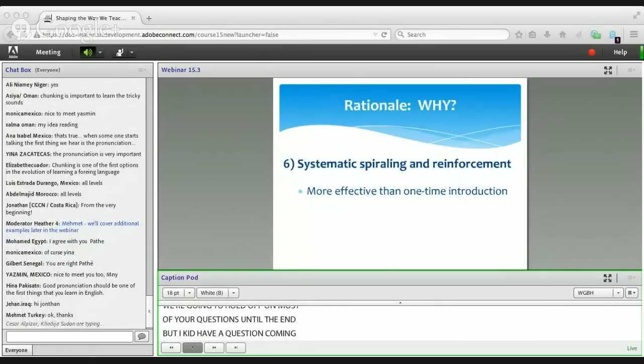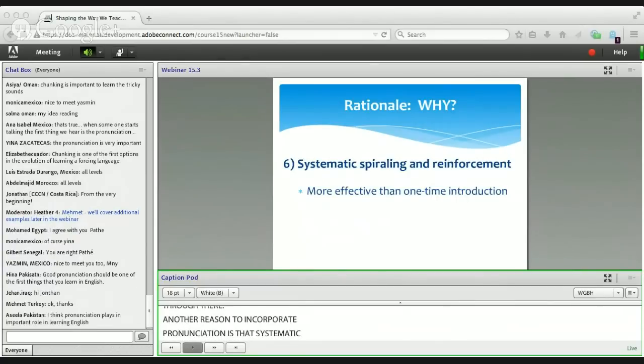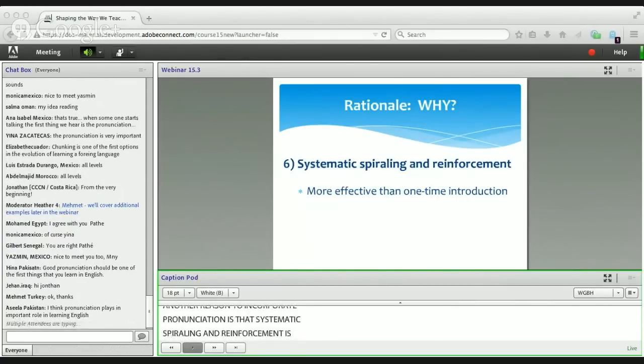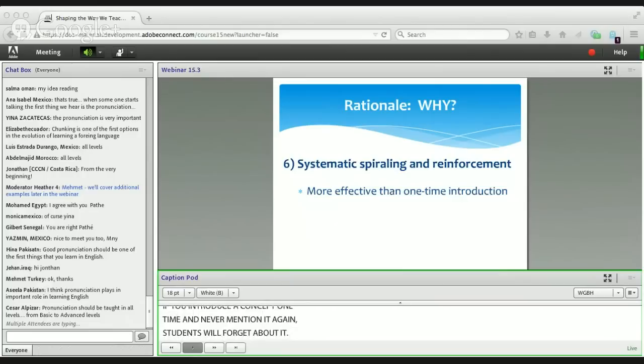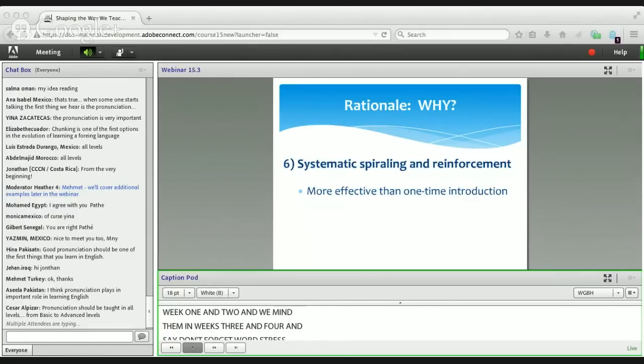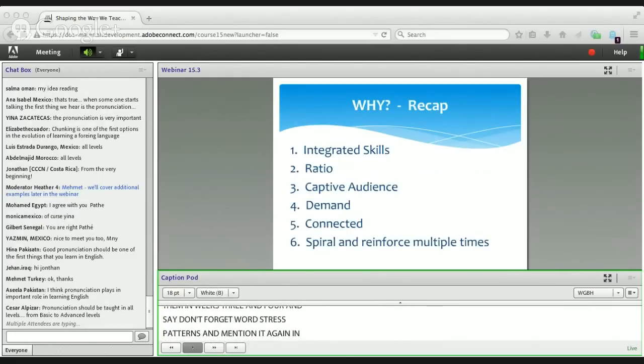All right, another reason to incorporate pronunciation into any class that we possibly can is that systematic spiraling and reinforcement is more effective than one-time introduction. What I mean by this is if you introduce a concept one time and then never mention it again, students will forget about it. But if you talk about word stress in weeks 1 and 2, and then remind them in weeks 3 and 4, don't forget word stress patterns, and then mention it again in week 7 and week 10, for example, and give them a few activities along the way, it's more effective than just a one-time introduction.